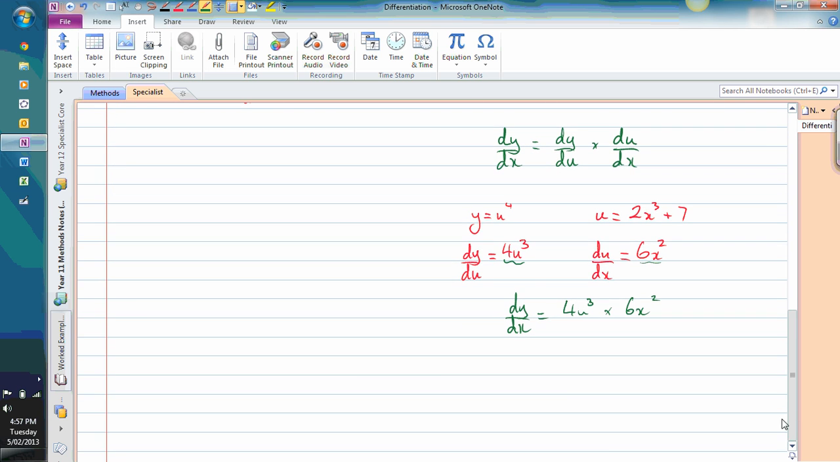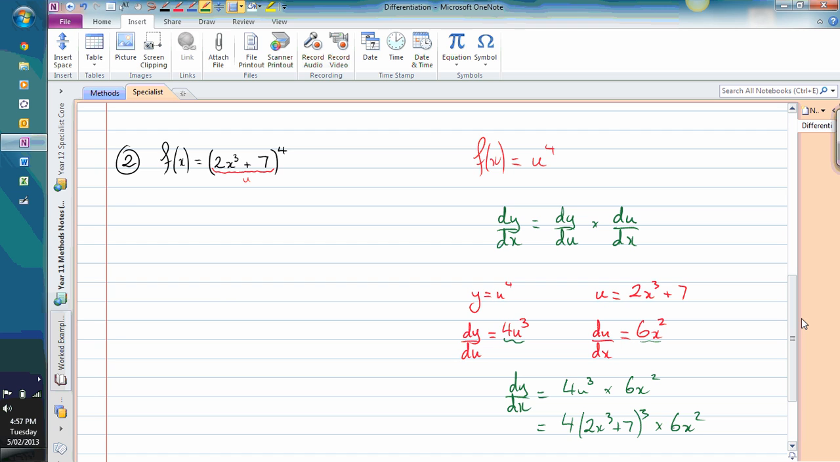Now, we didn't have any u's in the original question, so we're going to need to replace that u with 2x cubed plus 7. So 4 times (2x cubed plus 7) cubed, multiplied by 6x squared. So my function, when I differentiate it, f prime of x, is going to be 4 times (2x cubed plus 7) to the power of 3 multiplied by 6x squared.